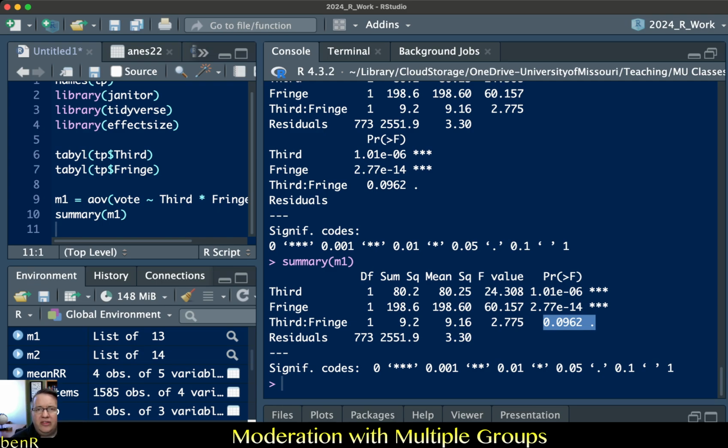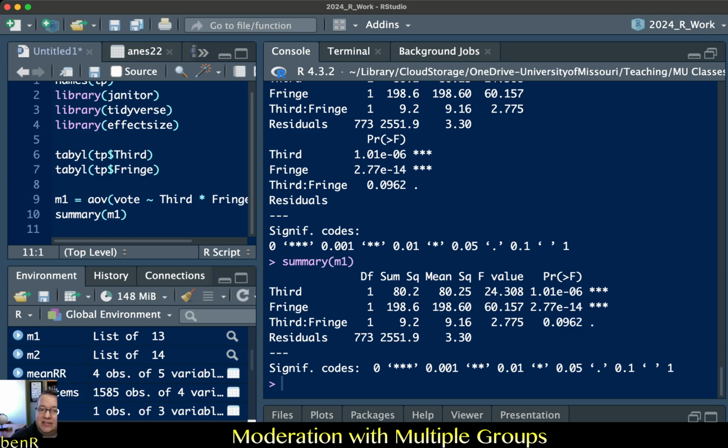So we would conclude that there is an effect of whether you're in the third party or the same party, and there is an effect of whether you're the fringe or the centrist challenger, but that these two effects don't interact, though we could say, well, it's approaching conventional levels of statistical significance. So that gives us our ANOVA table.